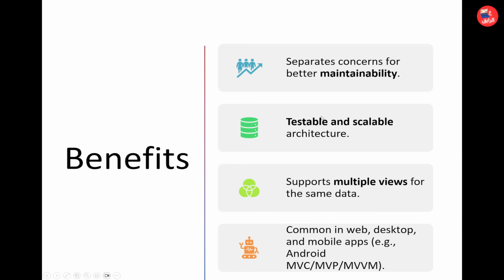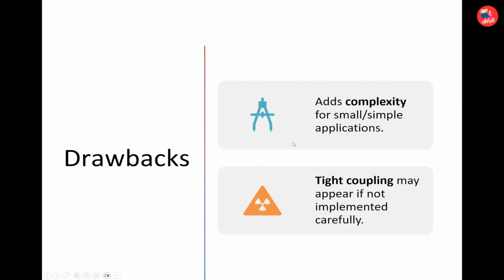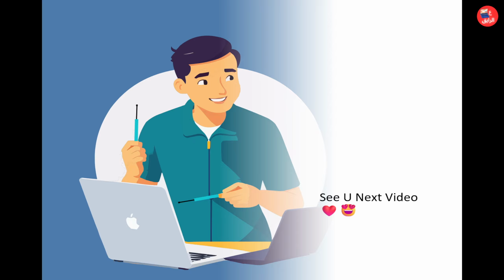The benefits of this pattern: separation of concerns for better maintainability, testable and scalable architecture, support for multiple views of the same data, and it is common in web, desktop and mobile applications. The drawbacks: it adds complexity for small or simple applications, and tight coupling may appear if not implemented carefully.